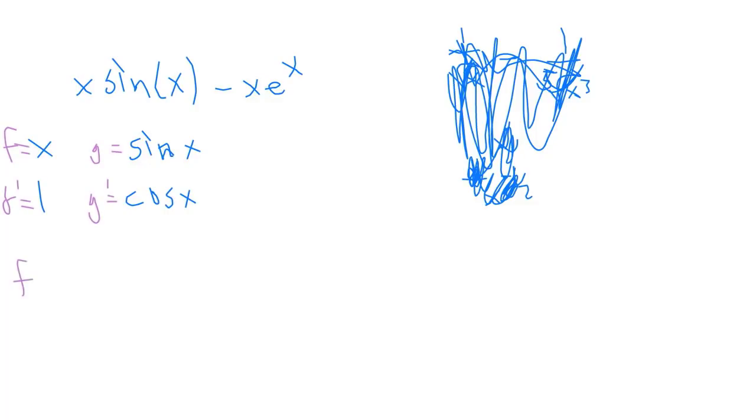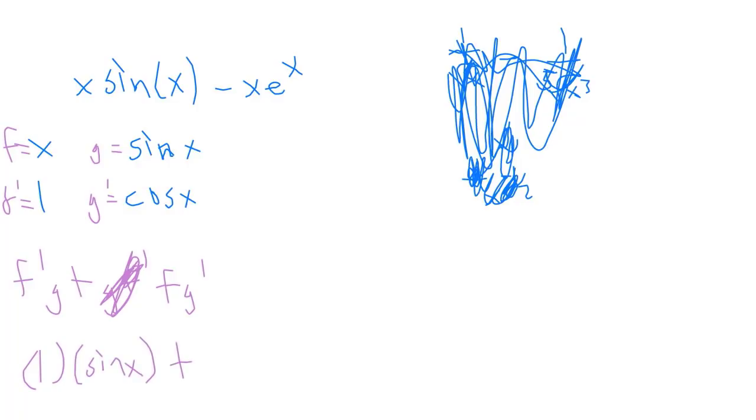When you're doing product rule, you would say f prime g plus f g prime. Sorry about that. So f prime g plus f g prime. So f prime is 1 times sine of x plus f, which is x, and then g prime, which is cosine x. And then the second part is doing this one too. In case you might forget that negative somehow, it might be helpful to do that. So in this case, f equals negative x and f prime equals negative 1.